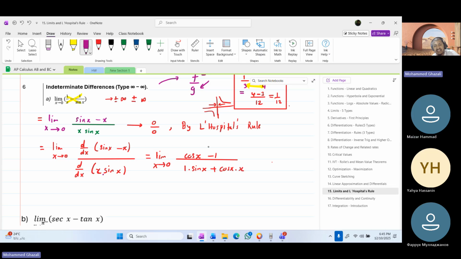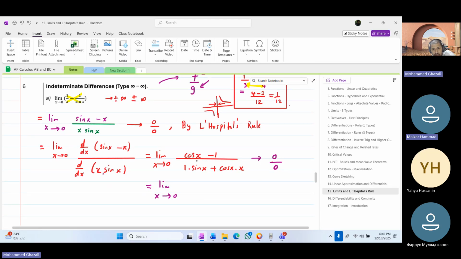Now let's substitute 0 inside here. What is sine of 0? 0. And what's cos of 0? 1. And then you got 0 here. Now we got a problem because cos of 0 is 1, 1 minus 1 is 0. And you're getting 0 over 0 again. Do L'Hopital's rule again, because you got another indeterminate form.